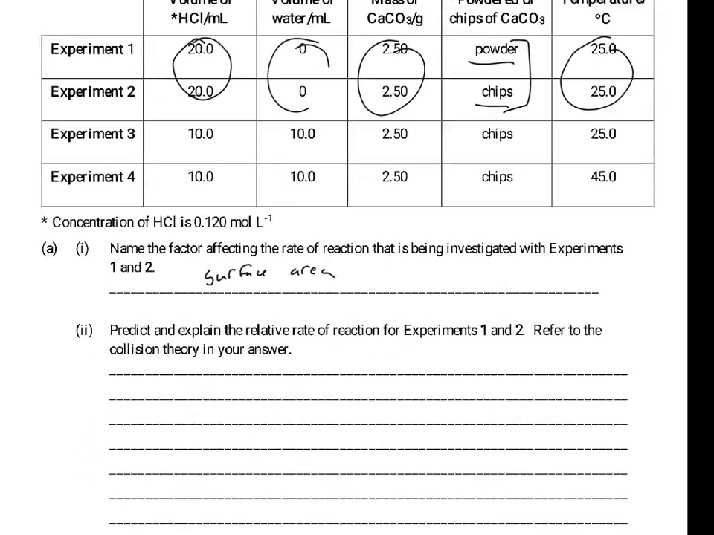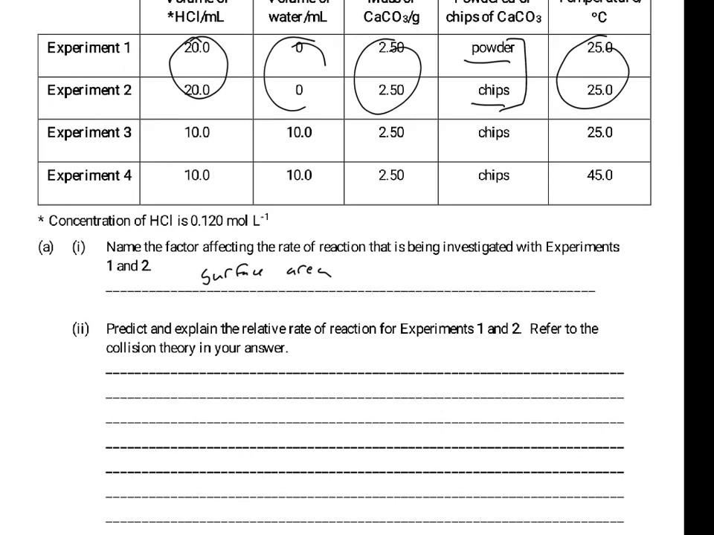Okay, predict and explain the relative rate of reaction for experiment 1 and 2, refer to collision theory. So it's just your typical answer for surface area. So when you go from a powder to a chip, experiment 1 uses powdered calcium carbonate, and what that does is it increases surface area.